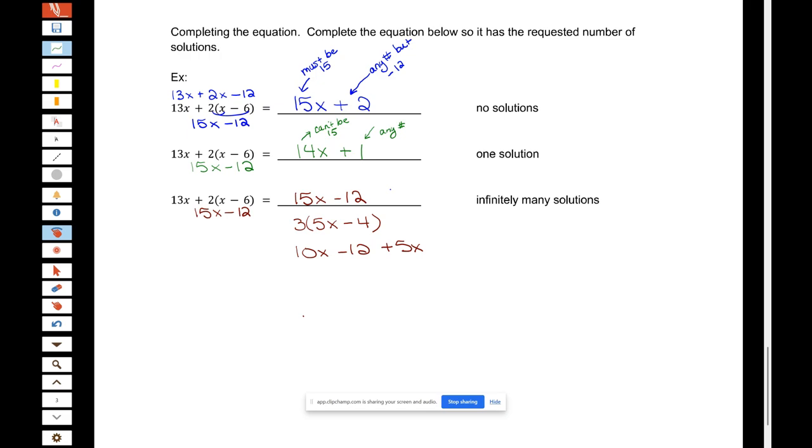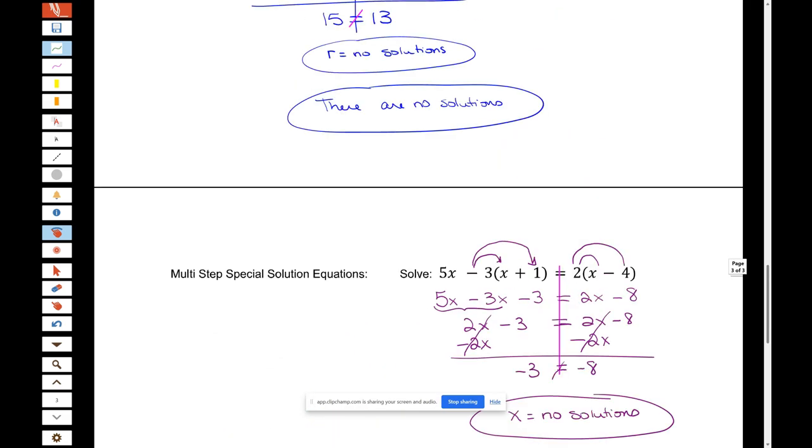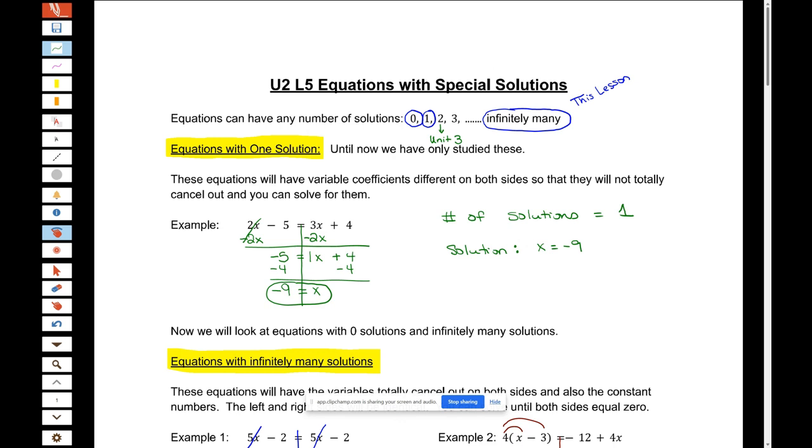All right, so this is the end of our lesson on solving equations with special solutions. The next lesson, join us for that. We're going to be going over how to recognize the number of solutions and respond to that without actually solving the equation out. So we're going to call it solutions by inspection.